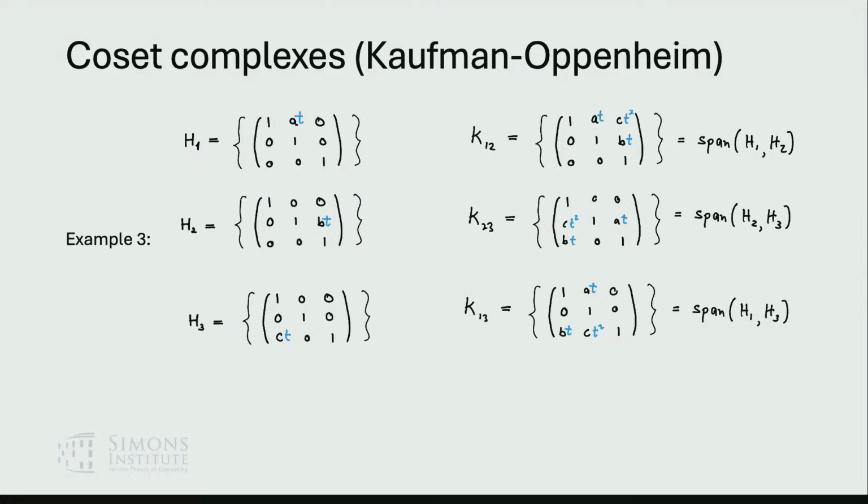K12 is the span of H1 and H2. We saw that previously; we called it G. It was just this ABC thing. I'm ignoring the blue stuff. And similarly, K13 is the span of H1 and H3. So you get these non-trivial things in various coordinates. And our coset complex will be based on the cosets of the K subgroups.